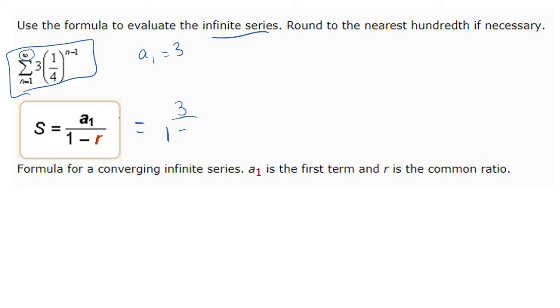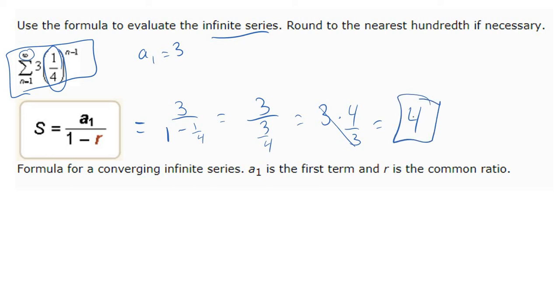Now 1 minus, well I need r. Hey, r's right here, right? This 1/4 is my ratio. So 1 minus 1/4 would be 3/4. So 3 times 4 over 3. So this thing converges to a value of 4.